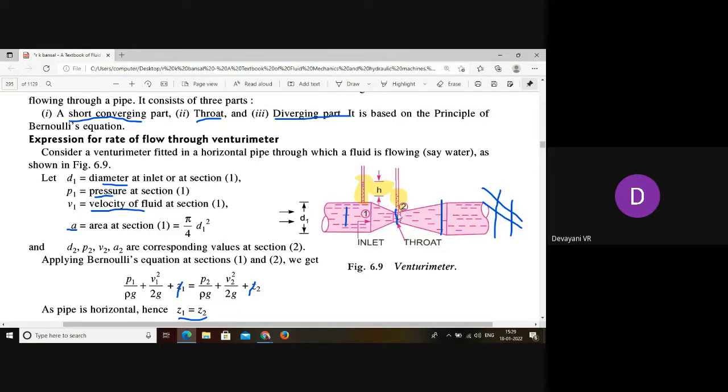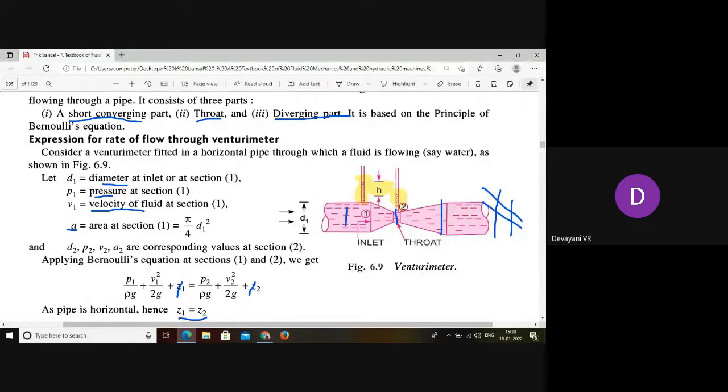And we considered that one as section 2, and the pressure head difference between the two piezometers will be h. We consider the diameter at section 1 is d1, the pressure of water flowing through section 1 is p1, and the velocity flowing through section 1 is v1, and the area can be calculated as a1 equals pi d1 square by 4. Similarly, diameter d2, pressure p2, velocity v2, and the area a2 at section 2. And now we have applied the Bernoulli's equation on both sections.